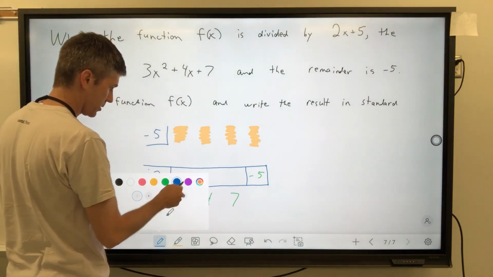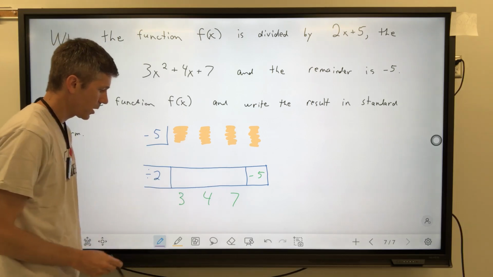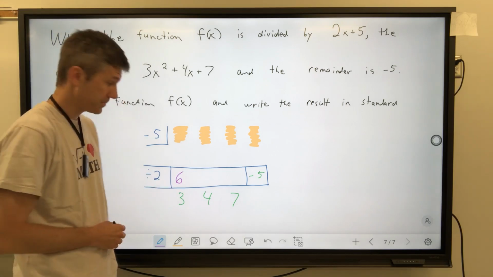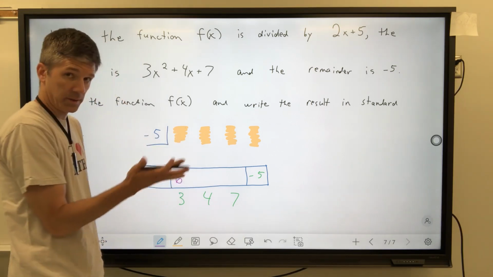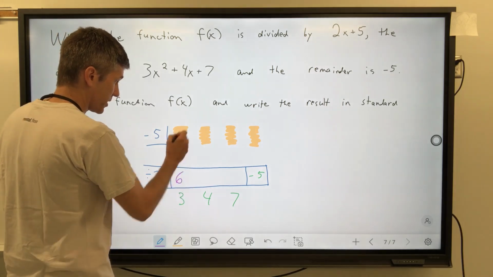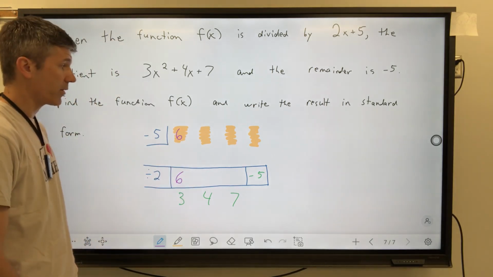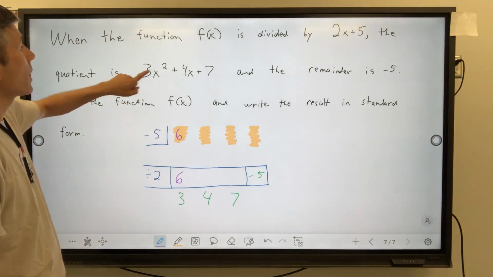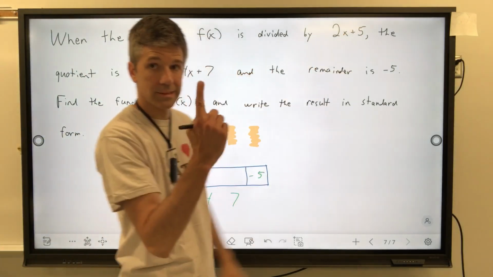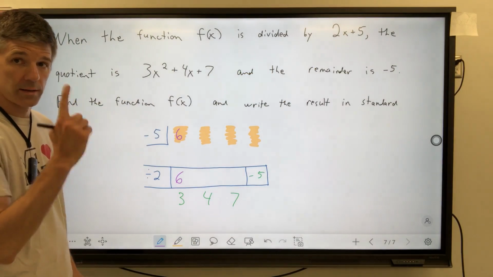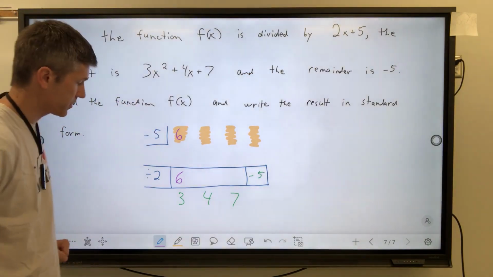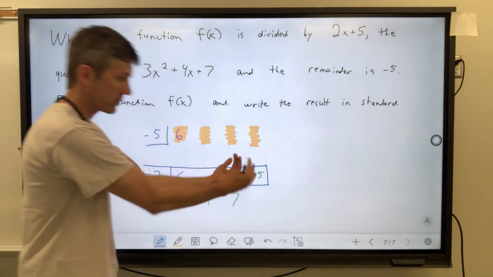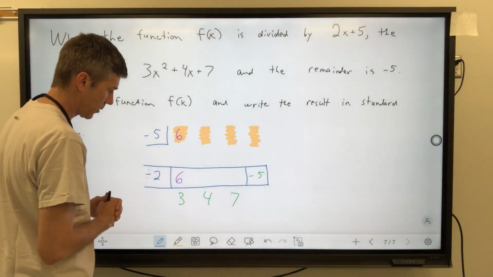Let's go purple, just because I feel like it. Something divided by 2 gave me 3. It must have been 6, right? In the process of starting this, we would have just brought this 6 down, so that's a 6. It's 6x cubed, because this was divided by a linear, and we ended up with a quadratic. So this is 6x cubed. And you can continue moving through this process forward, and I will, but I also want to show you how we could reverse it as well. So let's keep going forward.